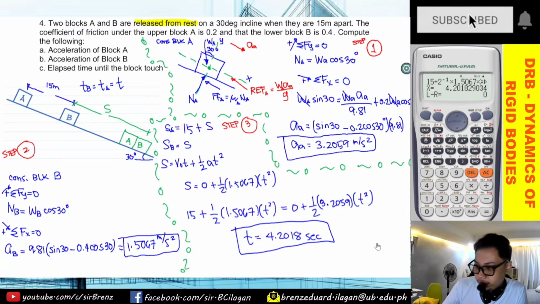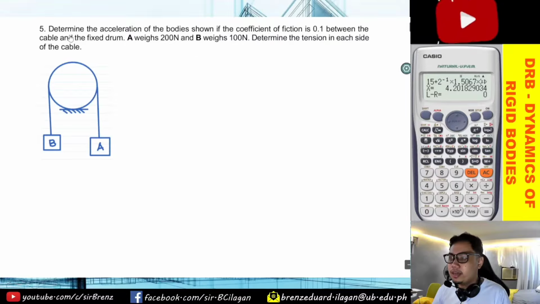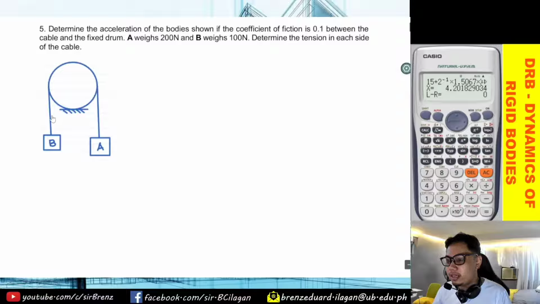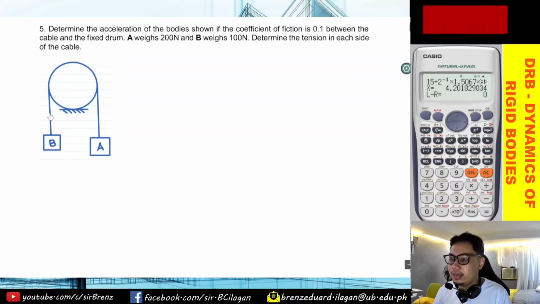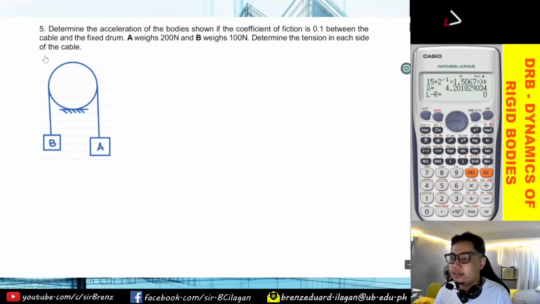Okay, so let's proceed with the next problem. Okay guys, so problem number 5. Let's read the problem. Determine the acceleration of the body shown if the coefficient of friction is 0.1 between the cable and the fixed drum. Ayan. So, may binigay na coefficient of friction, meaning the tension in side A is different from the tension in side B. So, block A weighs 200 Newton and B weighs 100 Newton. Determine the tension in each side of the cable.